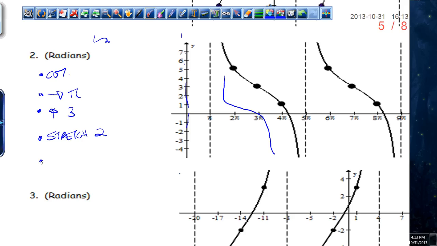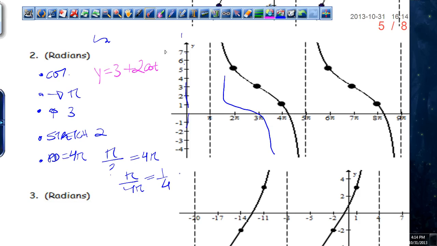So stretch 2. And then lastly, our period is from pi to 5 pi, so that means our period is 4 pi radians along. Now, remember, since it's cotangent, it's pi over something gives me 4 pi. You can do the algebra there, or you can just put pi over 4 pi, and that gives me my 1/4. So I think we're ready to write that equation. y equals my vertical shift, 3, plus my stretch in this case, 2, cotangent of 1/4, and then if you want to use theta, that's cool, theta minus pi.